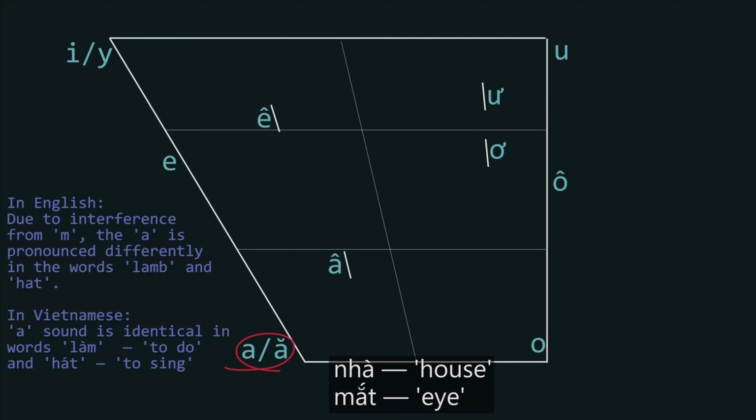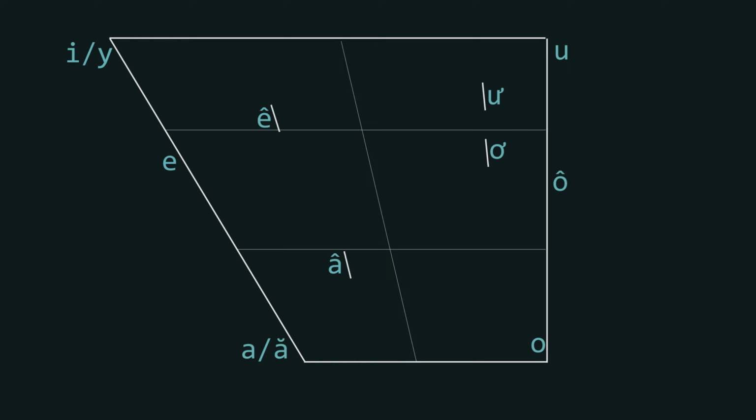So if you compare the English words lamb and hat, you'll notice that the vowel sounds different. But then if you look at the Vietnamese words lam, to do, and hat, to sing, you'll notice that the vowel is the same. So for practice, see if you can say the word lamb using the vowel instead of The next vowel is as in hong.